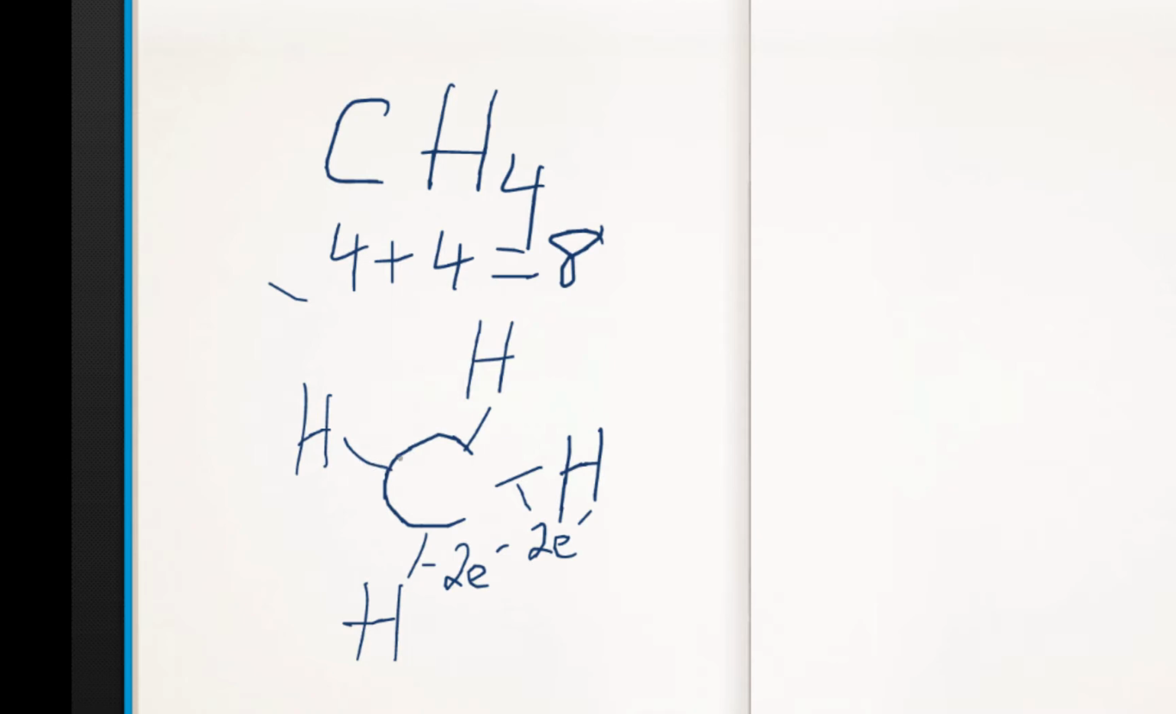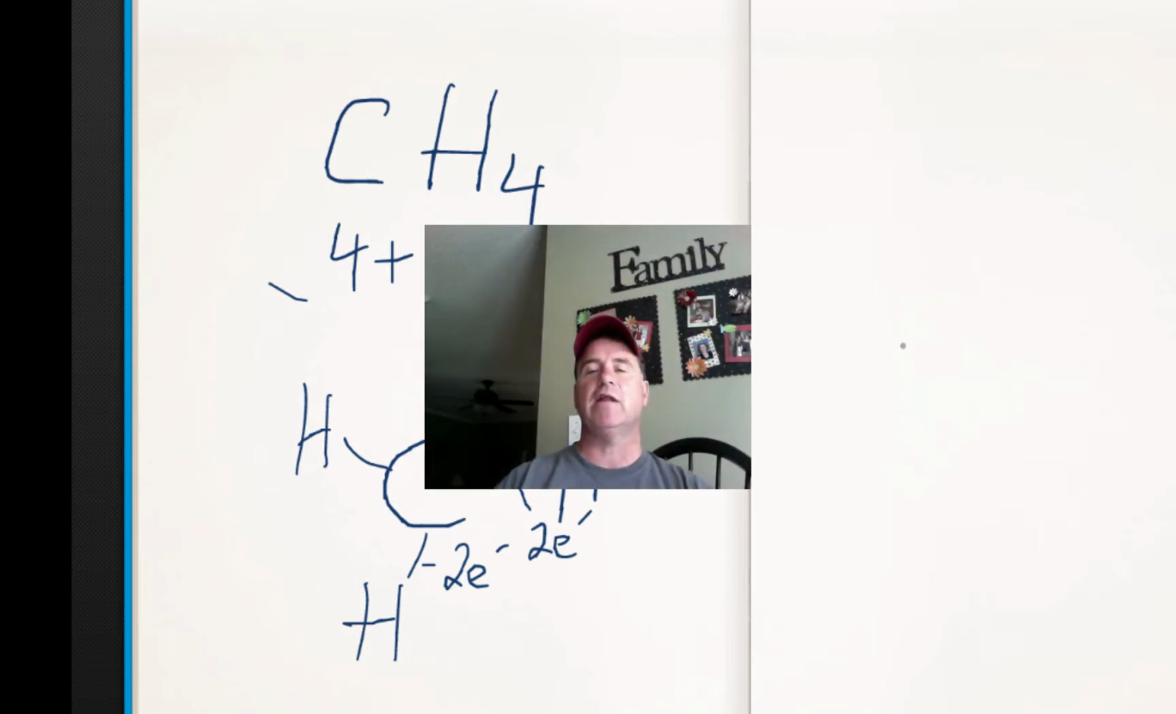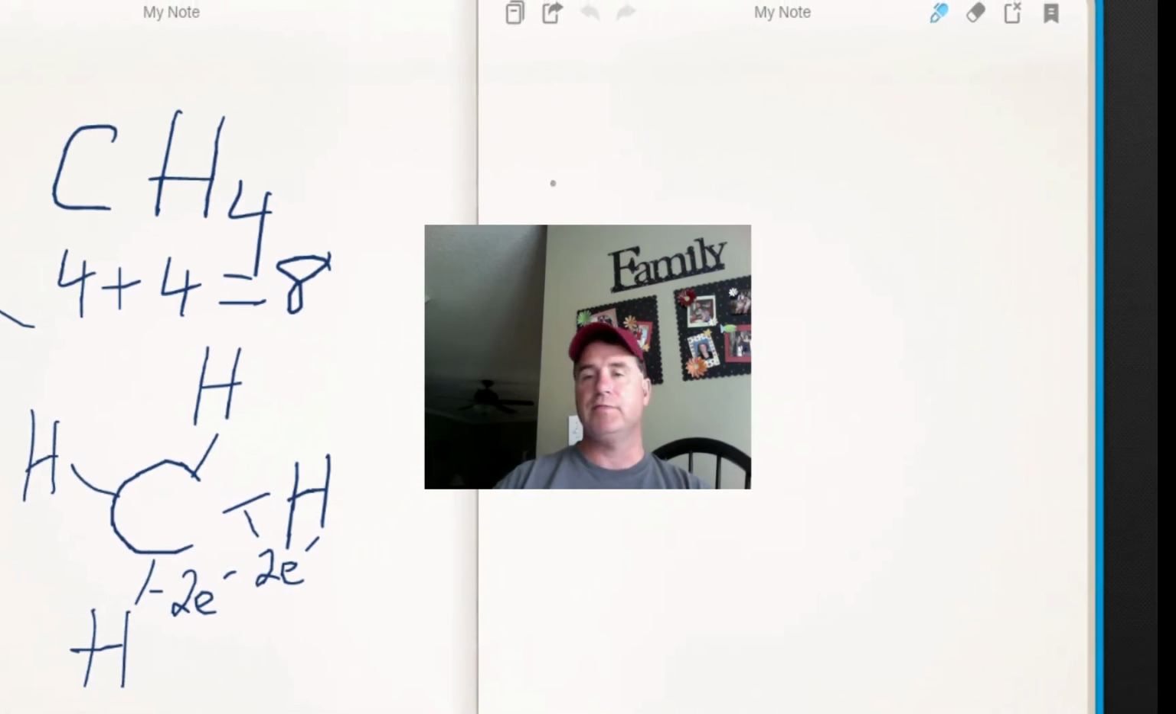So that's a pretty simple one. 2, 4, 6, 8. Carbon sees 8. Each hydrogen sees 2. That's exactly what we wanted. A little bit harder one. Not super hard, but a little bit harder anyway.